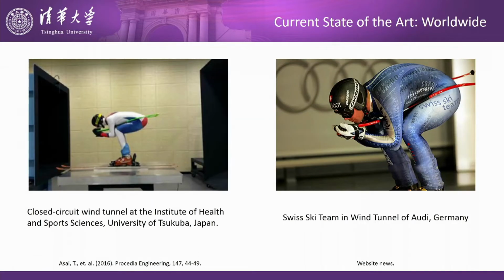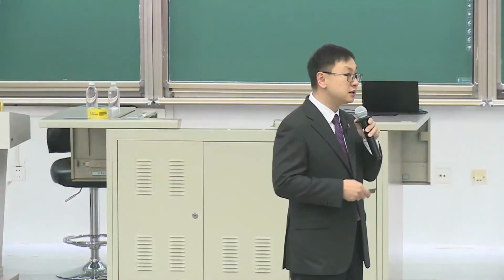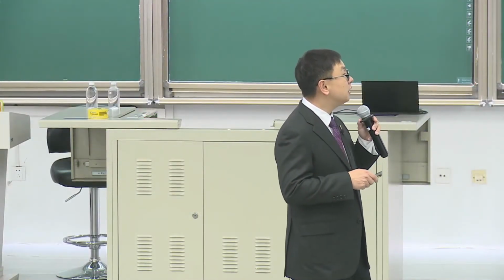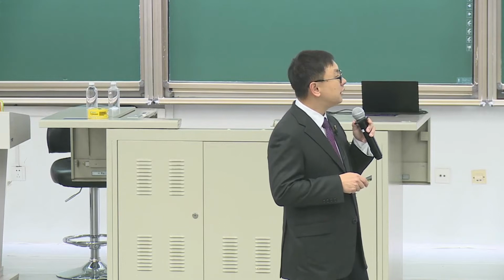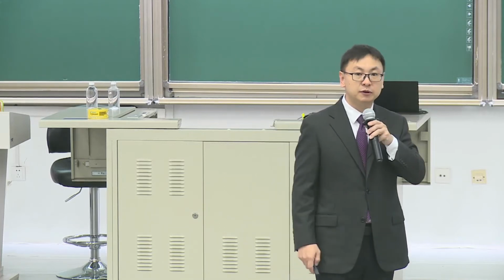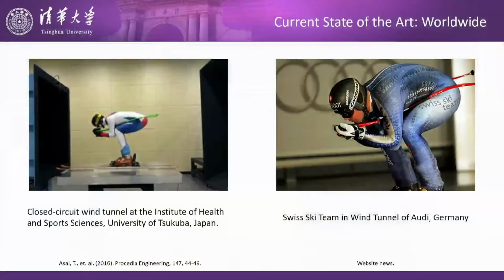In Japan, the University of Tsukuba has a wind tunnel, and they do downhill. Also, there are some company wind tunnels open to athletes, like Audi in Germany and Specialized in the US. Specialized is a famous bicycle brand. They have their own wind tunnel to test the bicycles. And also Belgium has the Flanders Bike Valley. All right, so this is the world.